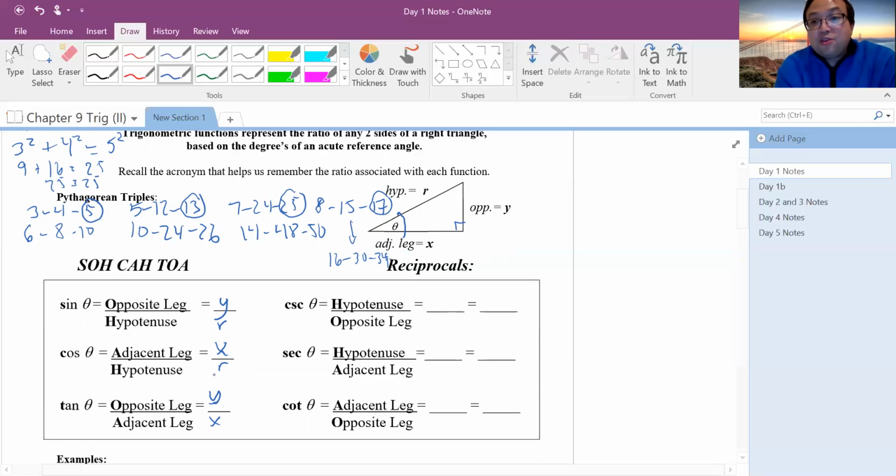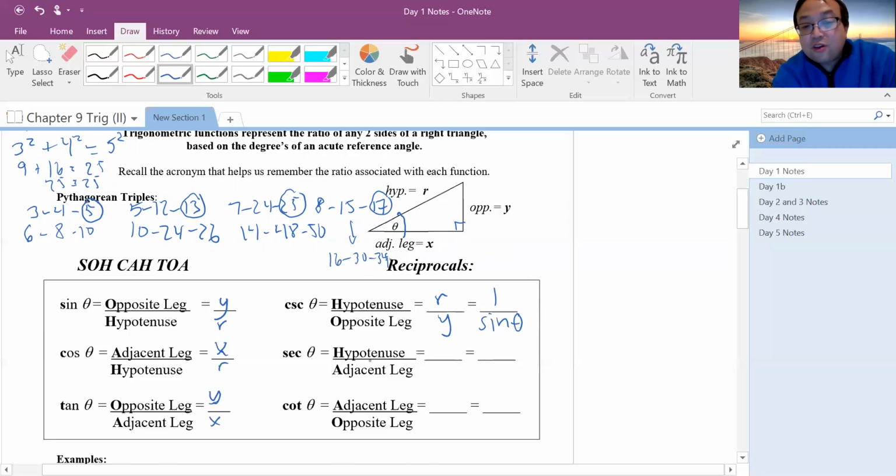Now, when I talk about the new trig functions, remember I said csc, that's short for cosecant of theta. Notice the way that it's written. It's now hypotenuse over opposite leg. You see how I flipped the sine ratio? Cosecant is going to be the reciprocal of sine. So if I want to express the ratio, this would be r over y. Another way to understand it, this would be equal to 1 over sine of theta. So that's how I can understand cosecant.